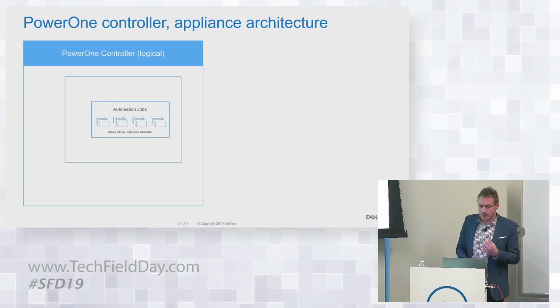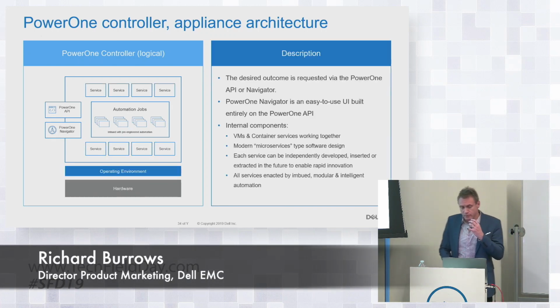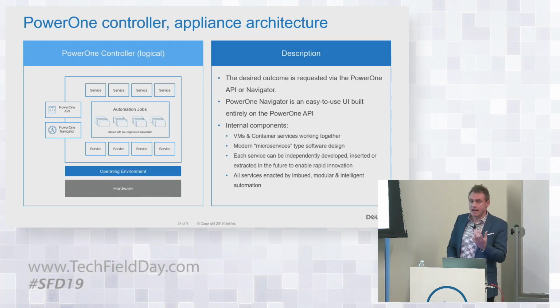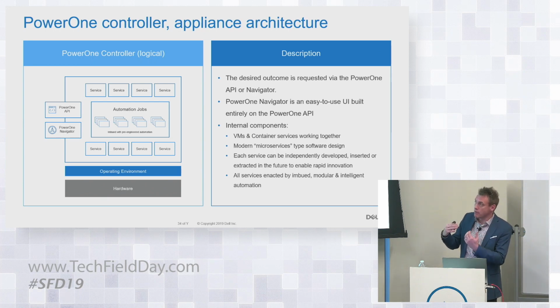One of the things that I want to talk about is the architecture. As we've already said, we request an outcome through either the navigator or the API, and the navigator is just a way we express the API. We then have within that a number of automation jobs that define how we get from point A to point B, and within the service we make intelligent decisions about which one of those automation tasks we will run to get you through the various iterative steps to get you to that outcome at the end.